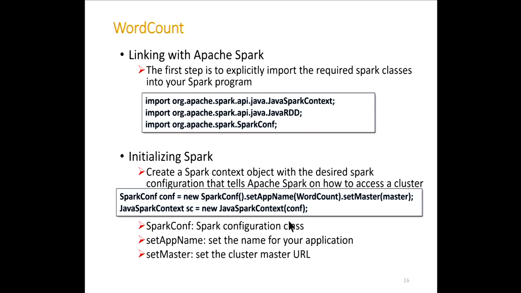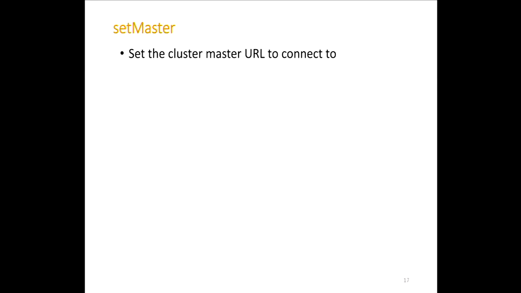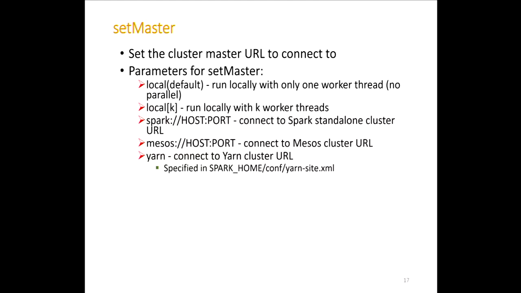You need to specify this in your configuration so that when you create your Spark context, Spark knows how the application is going to run. Is it going to run standalone? Is it utilizing Yarn? Is it utilizing Mesos or other things? Within the set master parameter, by default, it is set to local.